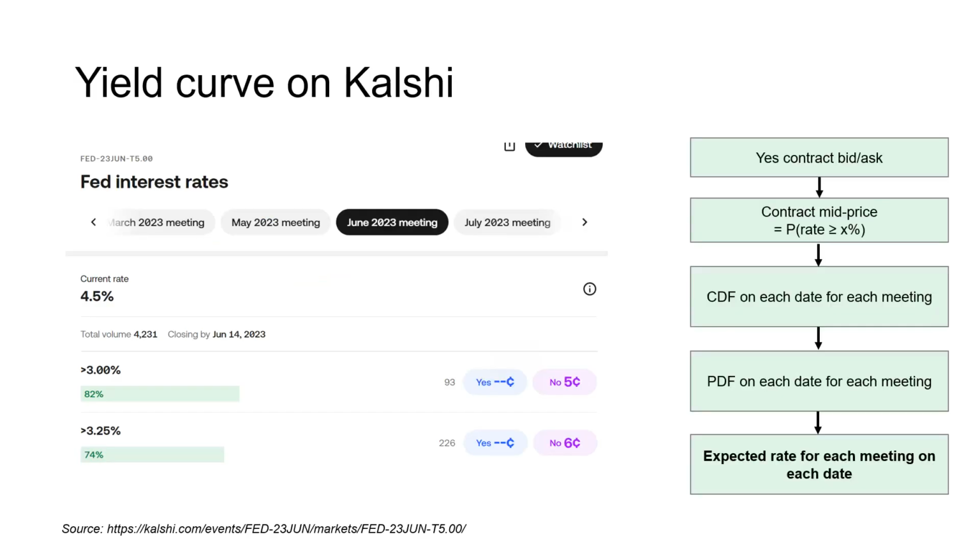On how specifically I construct this on Kalshi, the basic idea is that the specific strikes for each meeting can be viewed as a CDF, which can be converted to a PDF, which then can be converted into the implied rate for each meeting on each date.